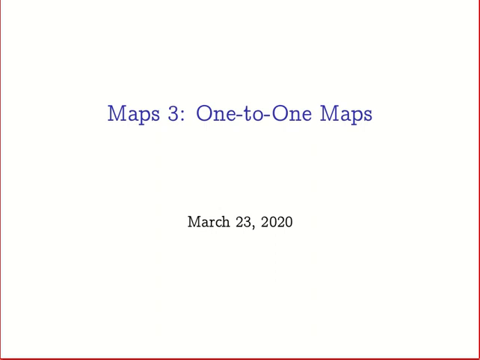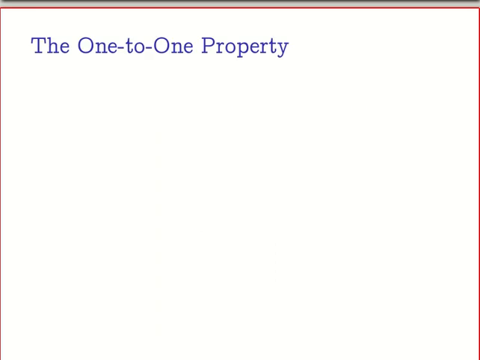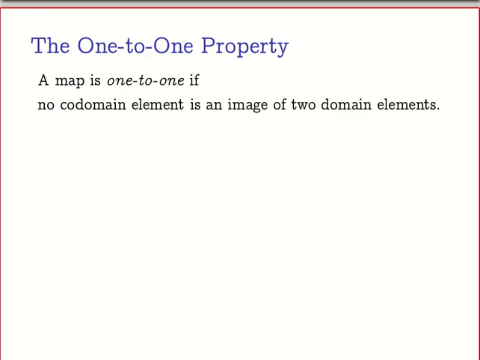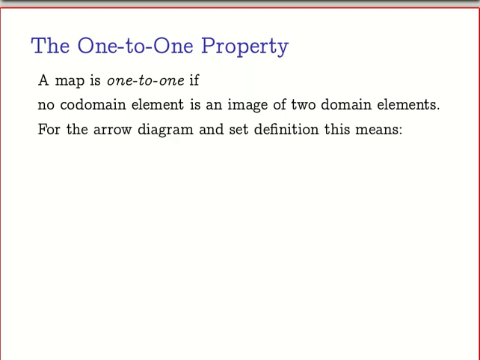Hello, let's now consider maps that are one-to-one. A map is one-to-one if no codomain element is an image of two domain elements, two or more domain elements actually. Let's consider what this means for an arrow diagram.